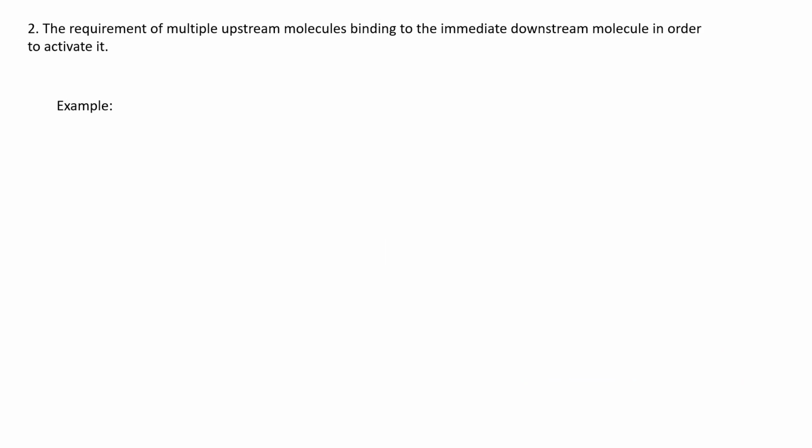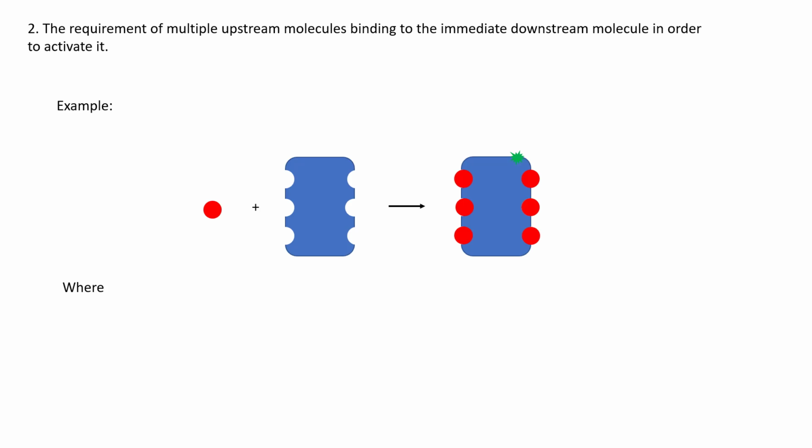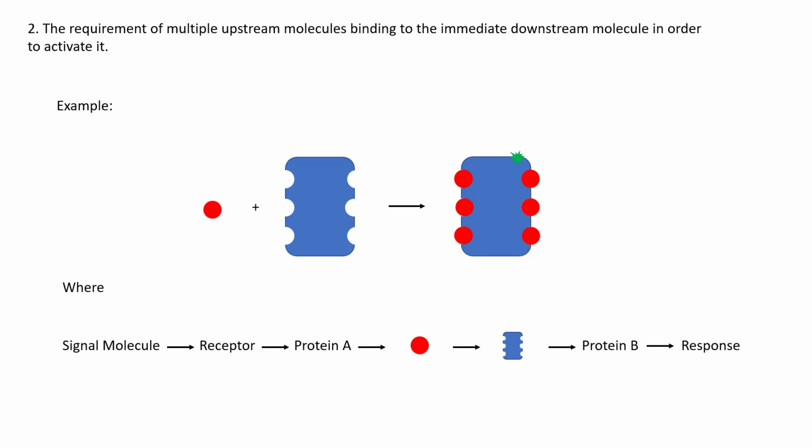The requirement of multiple upstream molecules binding to the immediate downstream molecule in order to activate it. Example. Imagine we have two molecules. The blue molecule can only be activated if the red circle, a separate molecule, has occupied 6 binding sites on the blue molecule. And we have the following pathway.